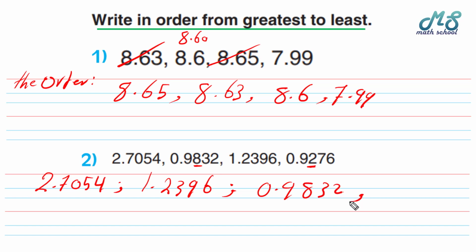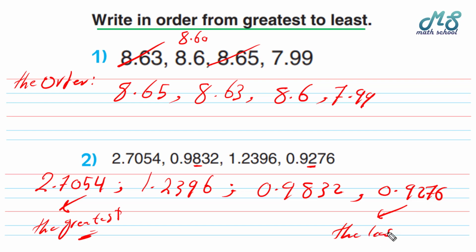0.9832, followed by 0.9276. The greatest number is 2.7054. This is the greatest number. The smallest number or the least number is the last one, 0.9276. This is the least number.